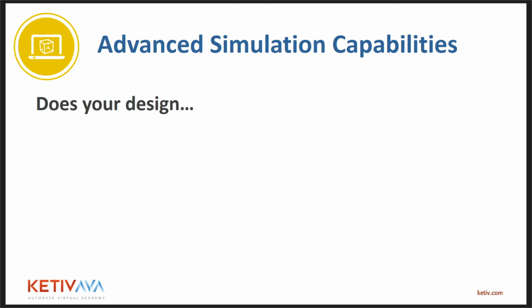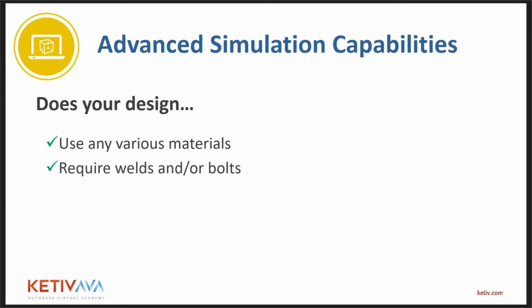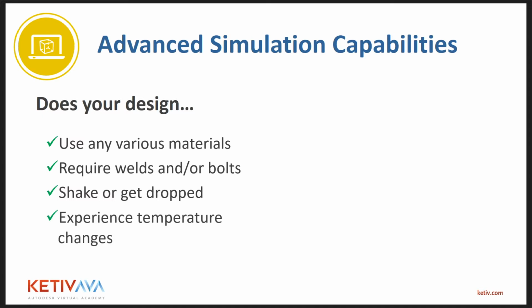So another thing we want to talk about are the capabilities. And when you're doing a simulation or you're working on a product, you have to ask yourself a couple questions, right? Do you use various materials? Do you require various connectors or bolts, welds? Does your product shake or get dropped? Those are some of the things you might want to ask yourself. And if we keep going down the list, there's quite a few more.